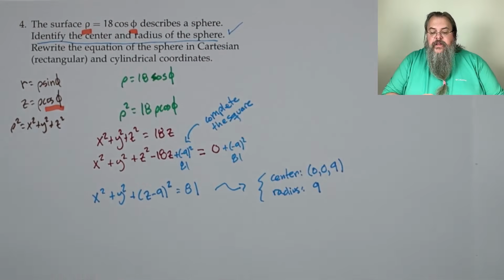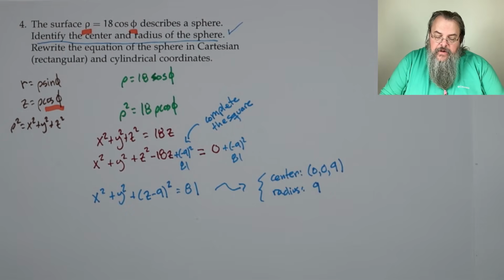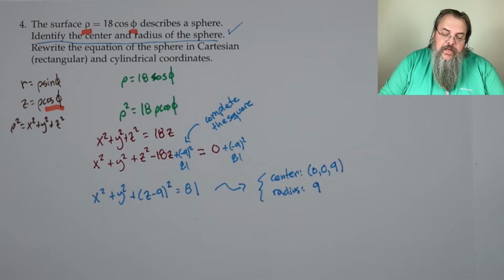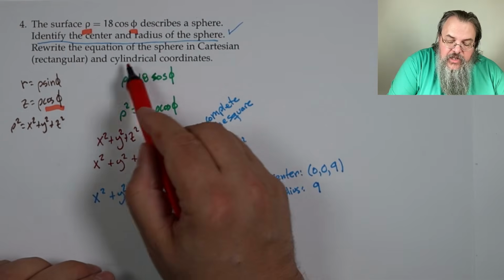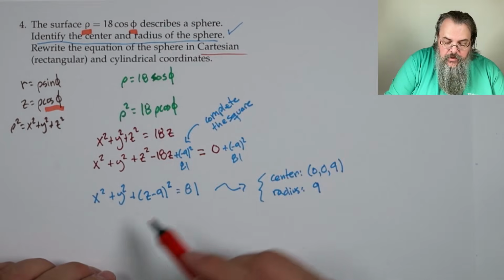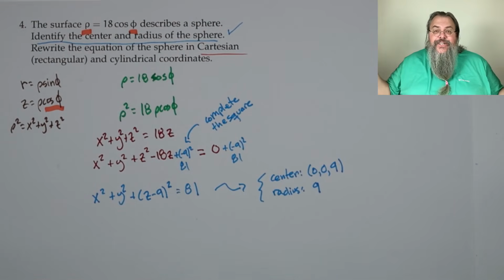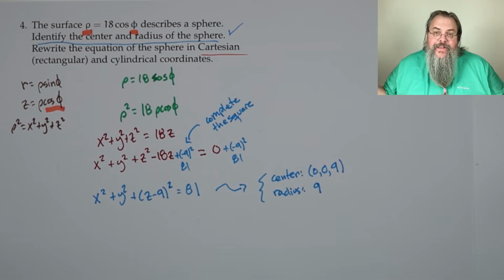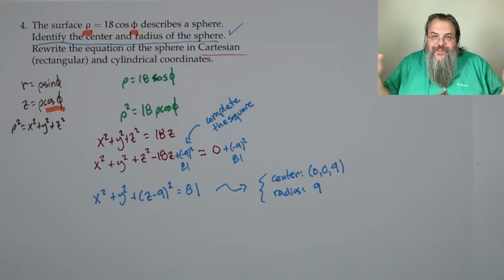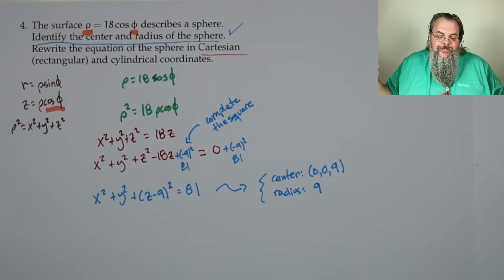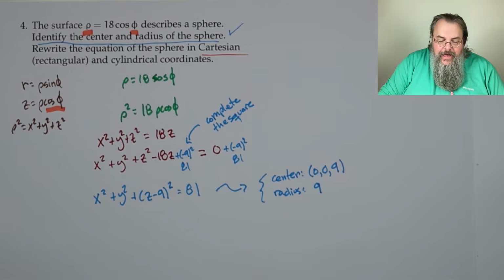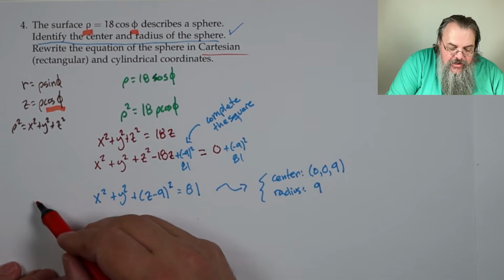Check. Now, there's also another part which says, hey, rewrite the equation of the sphere in Cartesian. Well, hey, that's Cartesian. Now, how do you know if you wrote something in Cartesian? You need x's, y's, and z's, and no other symbols, right? No phi's, no thetas, no r's. Okay, so that's actually a check. So this is the Cartesian.